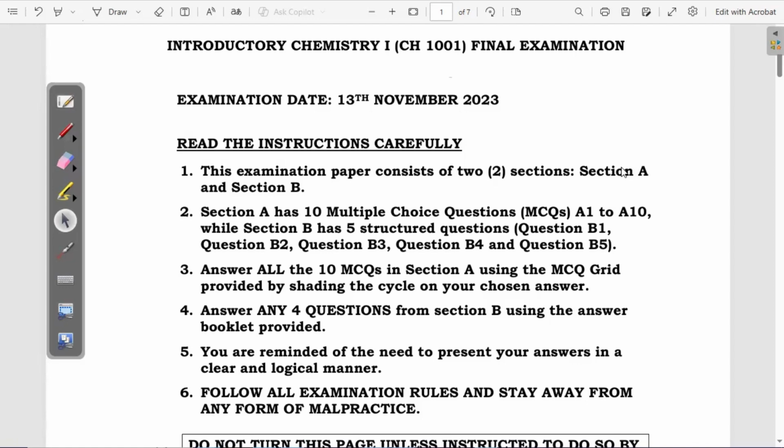Today we are going to be looking at the 2023 July intake chemistry final exam. Interestingly, this paper was very easy. It had two sections, section A and section B. Section A had 10 multiple choice questions. Imagine, only 10. Section B had 5 structured questions. We are going to answer all the questions here, and by the end of the video, you should be comfortable with answering the final exam questions as well.